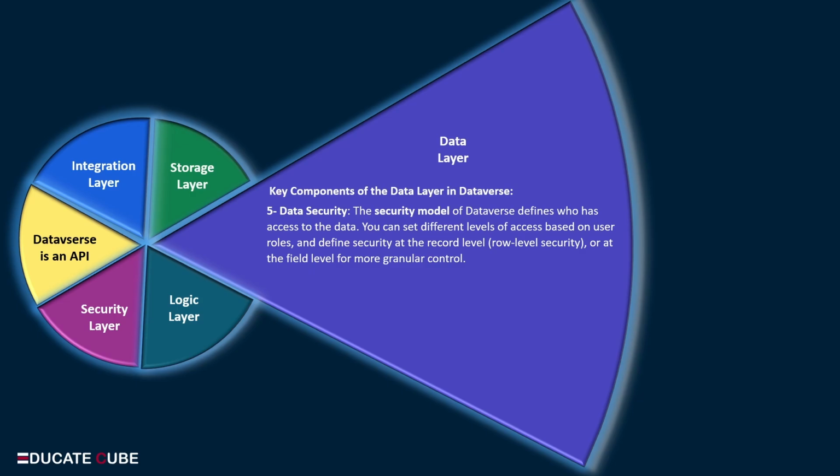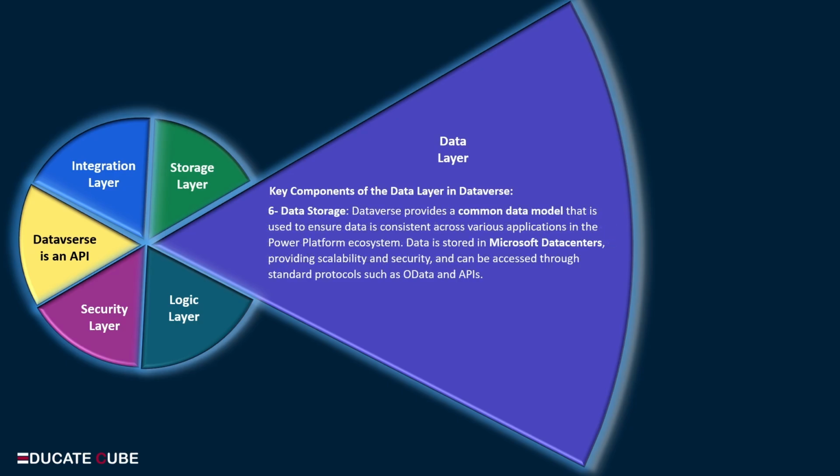Okay. Sixth point is data storage. Dataverse provides a common data model that is used to ensure data is consistent across various applications in the Power Platform ecosystem. Data is stored in Microsoft's cloud, providing scalability and security. Okay, and it can be read and written through standard protocols such as OData and APIs.